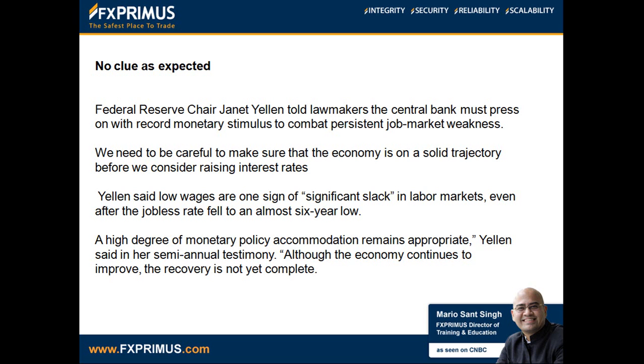It's not a concern now, because the pace of the US dollar is still very slow, and the entire monetary policy tightening process is very long, right? Because Janet Yellen mentioned she wants to be very cautious, very patient. So if this is the story, you still have lots of room to go. If the entire process is very long, it tells you that the process for the dollar appreciation also is very long. Yellen also said low wages are one of the signs of significant slack in the labor markets, even after the jobless rate fell to almost a 6-year low.